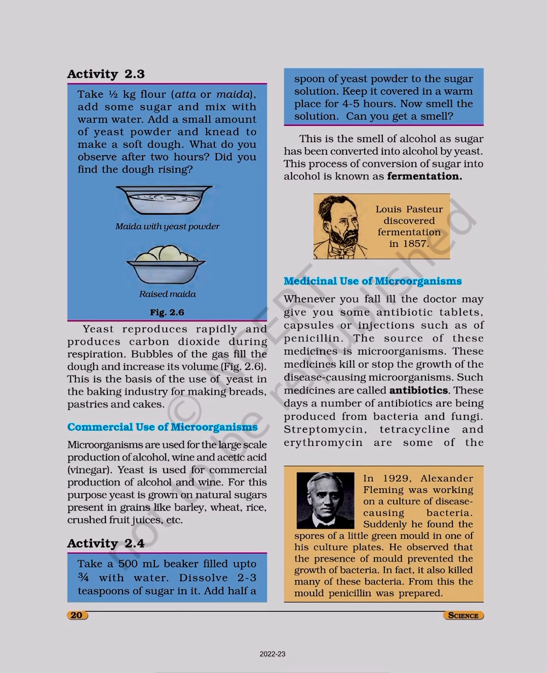Activity 2.3. Take half kg flour, atta or maida. Add some sugar and mix with warm water. Add a small amount of yeast powder and knead to make a soft dough. What do you observe after 2 hours? Did you find the dough rising? Maida with yeast powder, raised maida.